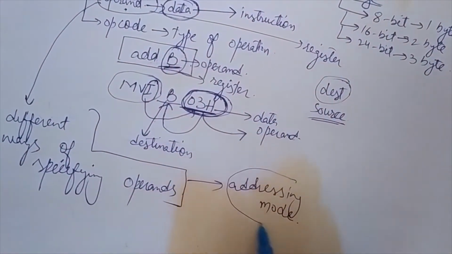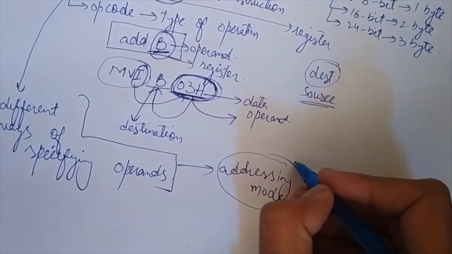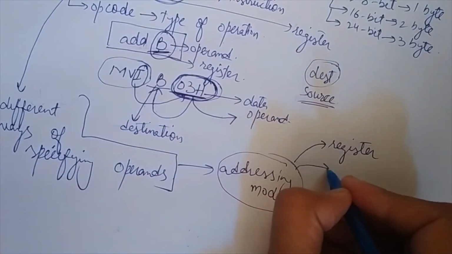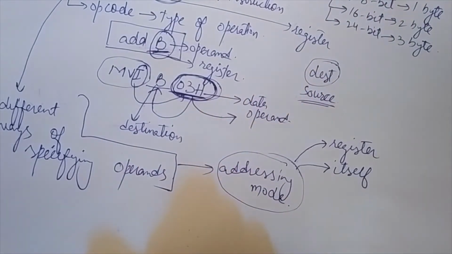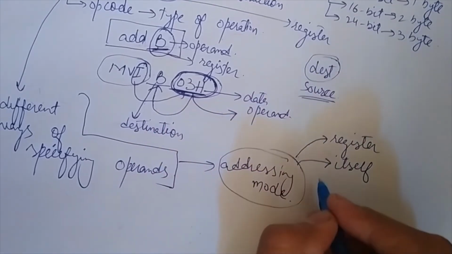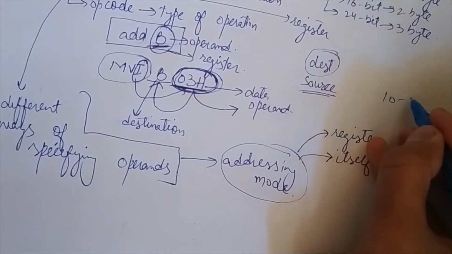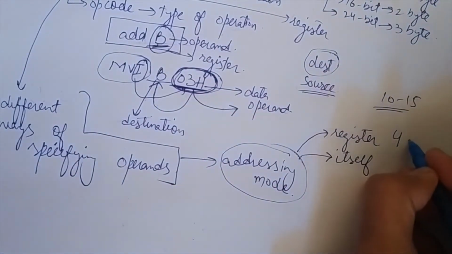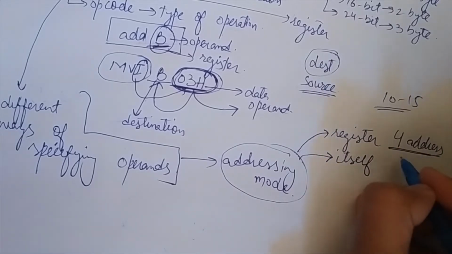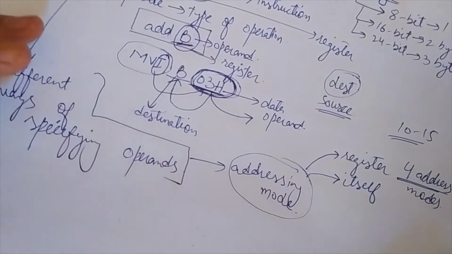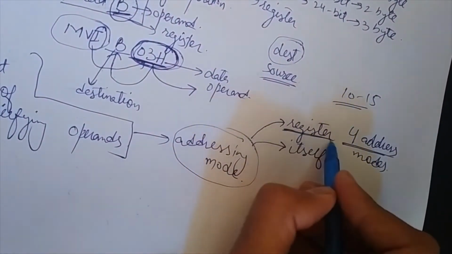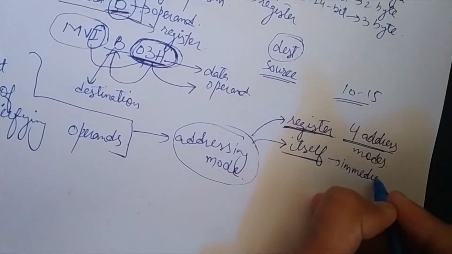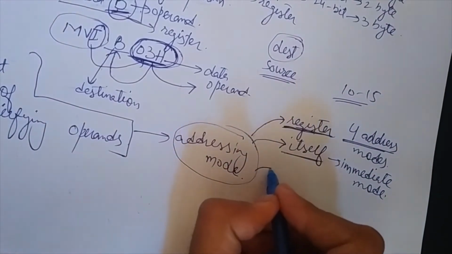So we have multiple addressing modes possible. One addressing mode is when the operand is present as a register. Another addressing mode is when the value is present in the instruction itself. There are other addressing modes possible also, for example 10 to 15 possible addressing modes. However, microprocessor 8085 uses only four addressing modes, only four ways of specifying the data. One is called register mode or register direct mode. Another, where the data is present in the instruction itself, is called immediate mode. Another one is called indirect mode.